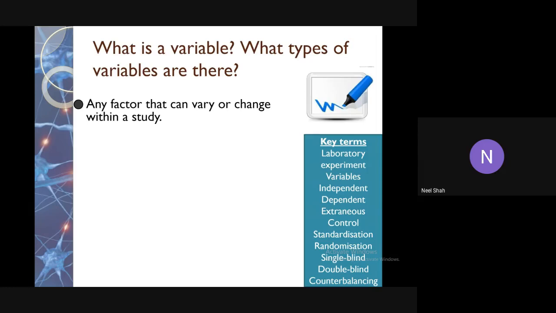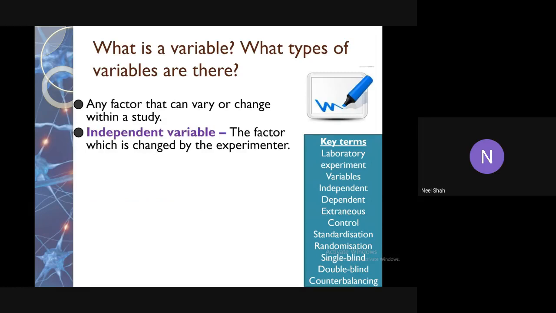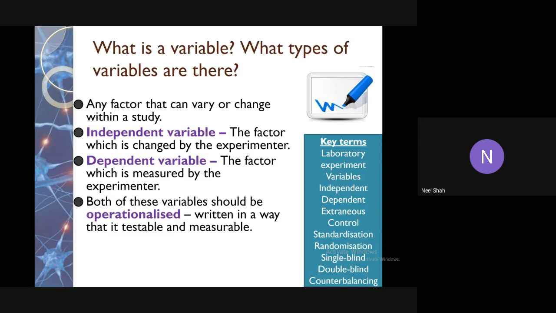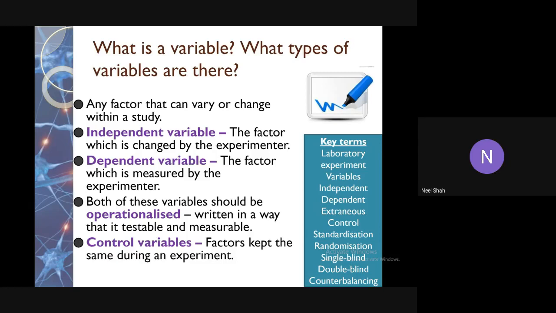So what are these different types of variables? A variable is any factor that can vary or change in a study, something that you can change. An independent variable is a factor which is changed by the experimenter. A dependent variable is something which is measured by the experimenter. And as a researcher, as a psychologist, you need to operationalize these. So you have to write them in a way that you can actually test and measure. You also have control variables, factors that stay the same during an experiment as well.